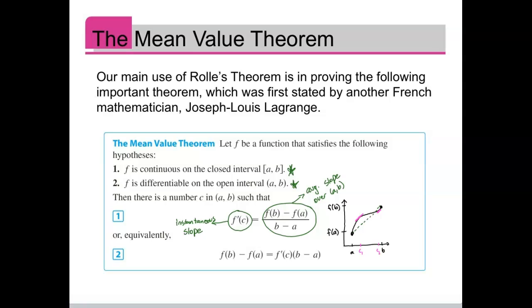All right. Below that, this is just an alternate version. Notice all they did was multiply this b minus a to the other side of the equation. And you end up with this alternate version of the mean value theorem's conclusion. That can be helpful for certain types of problems. It's not something I need you to memorize necessarily, because you can always just get there from this one and just multiply b minus a on both sides.